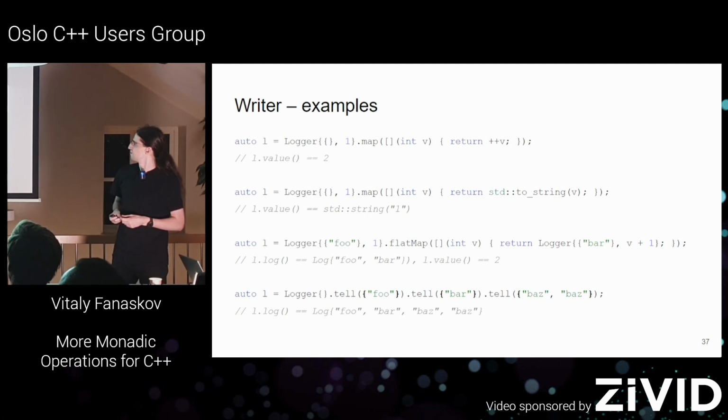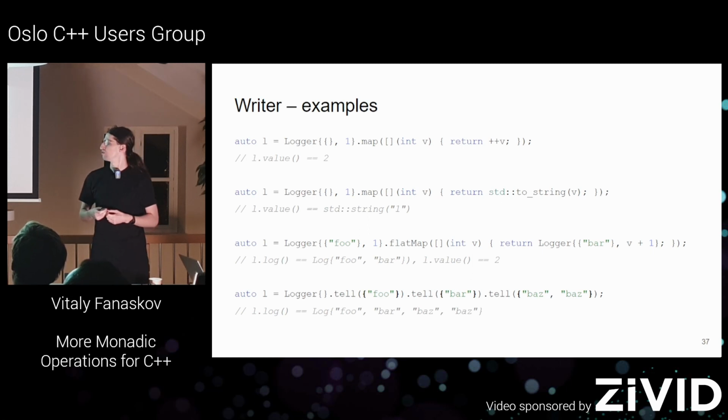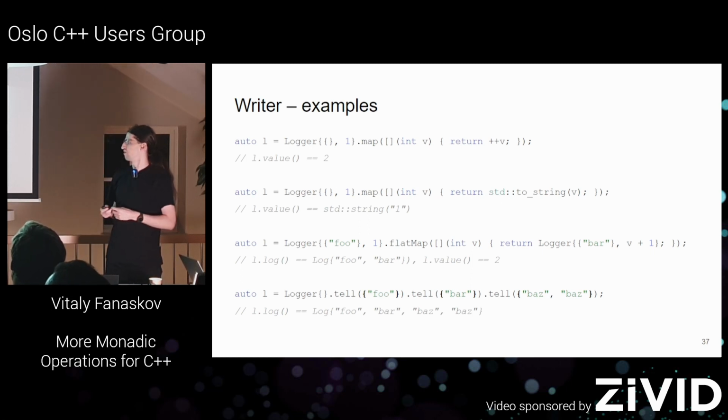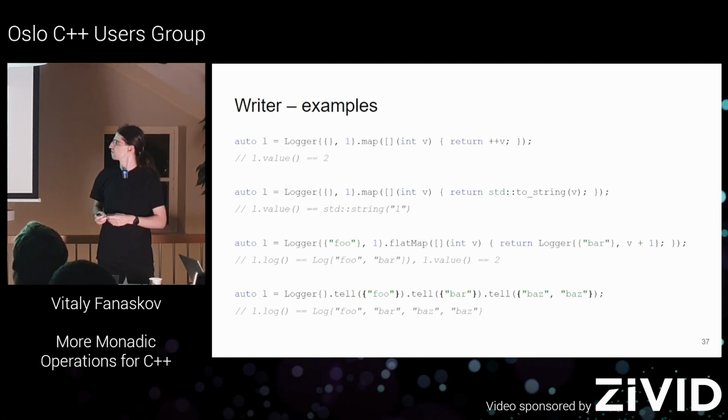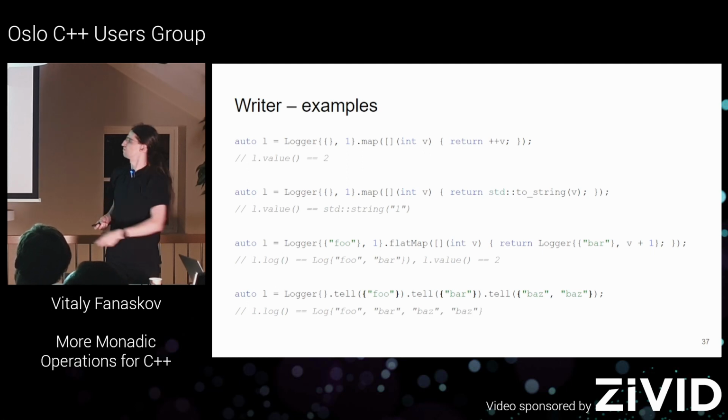Then we have a flat map, and flat map should return another logger, and it allows us to do some manipulations with the value contained by the logger. And also proper flat map flattens contents. This implementation doesn't, but we are not going to talk about it. So as a result, you will get a log of 2 entities. Please notice, foo and bar, and the value will be 2.